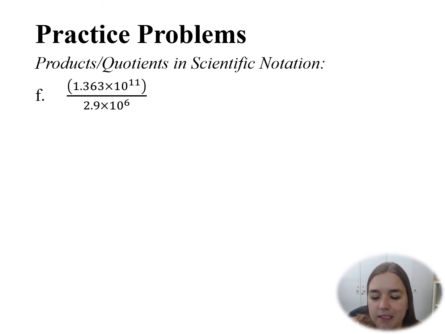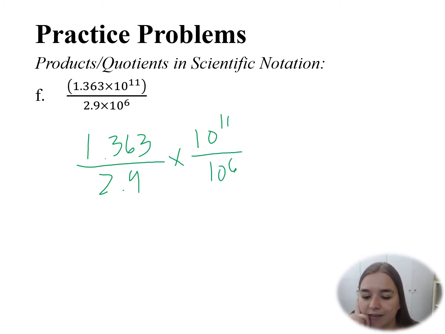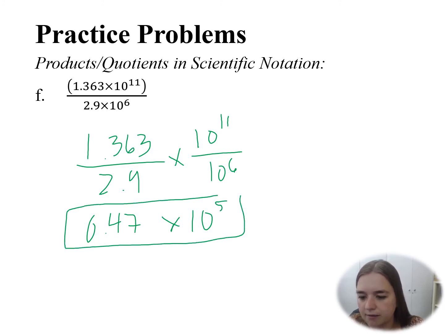If I see division with scientific notation, what I really see is 1.363 divided by 2.9 times 10 to the 11th divided by 10 to the 6th. Again, with multiplication and division, I can rearrange things. When I do that, I'm left with 1.363 divided by 2.9, which gives me 0.47, times, well, again, those exponent rules. When I have the quotient rule for exponents, I can subtract.